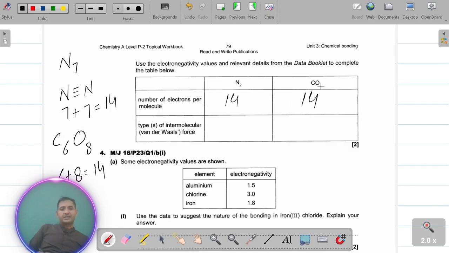Type of intermolecular forces. You can see in the nitrogen molecule both atoms are the same, so there is no electronegativity difference. Both are similar, so they are non-polar. When a molecule is non-polar, there is a temporary dipole, or you can say instantaneous dipole.